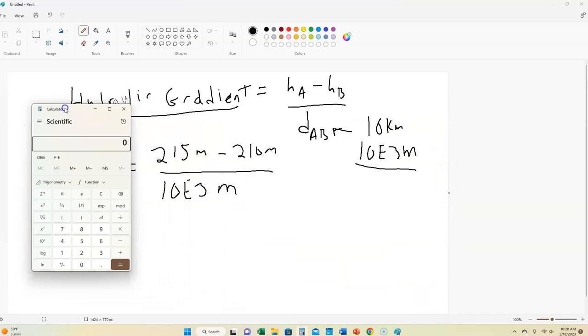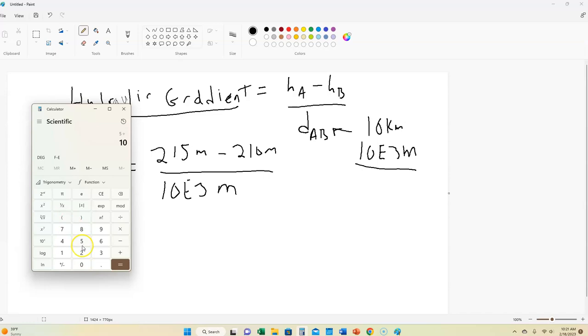Able to see that calculator right now. All right, so it's 215, let's say 250. So it's 5 meters, right? 215 minus 210, 5 meters divided by 10,000. So that's going to be a really small number divided by 10,000.